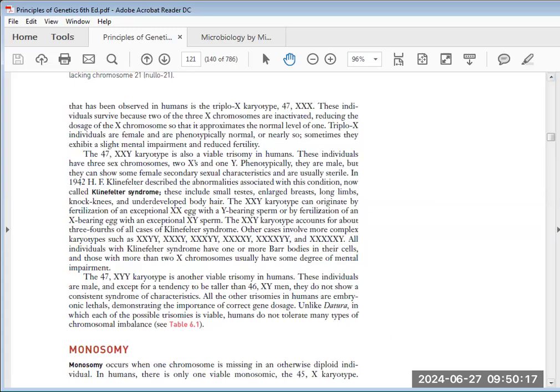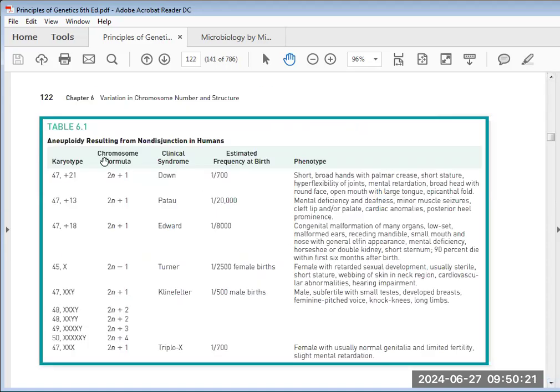Some information is given on the next page in the table, but look at here. Possibility of Down syndrome is 1 out of 7,000 births. Possibility of Patau syndrome is 1 out of 20,000 births. And possibility of Edwards syndrome, these are all 2n plus 1, trisomy 21, trisomy 13, trisomy 18, is 1 out of 8,000 births. And for Turner syndrome, it is 1 out of 25,000 female births. And for XXY Klinefelter syndrome, it is 1 out of 500 male births, which means it would be 1 in 1,000 births in general.